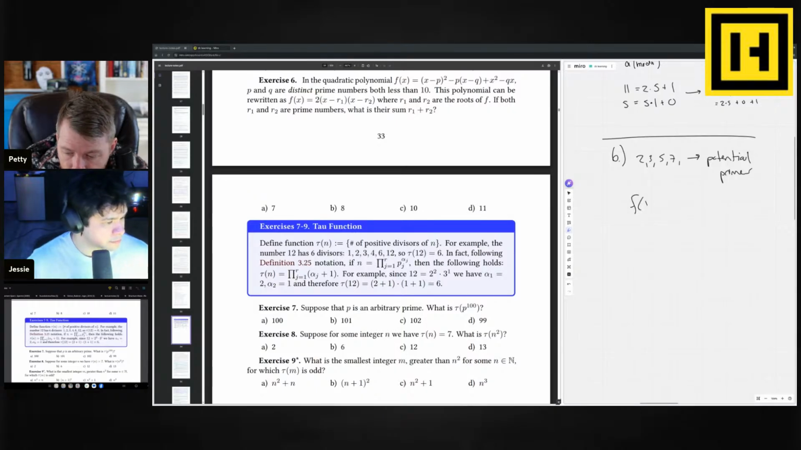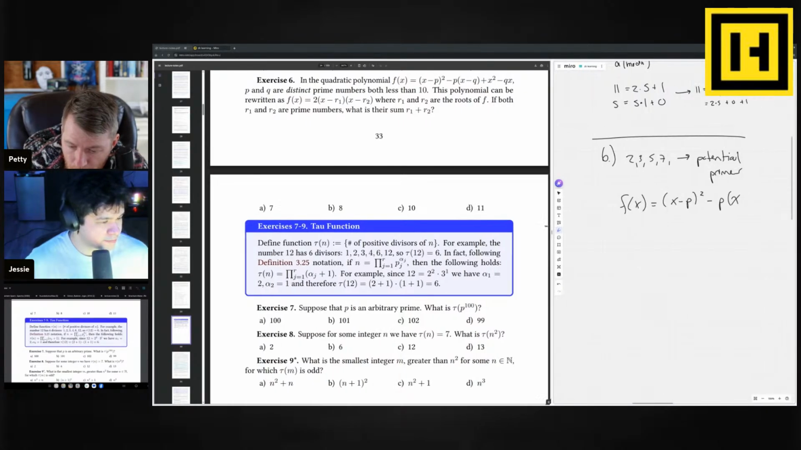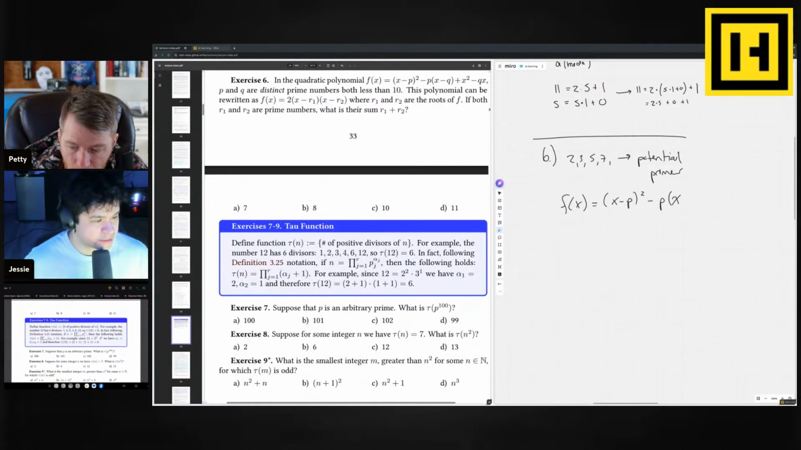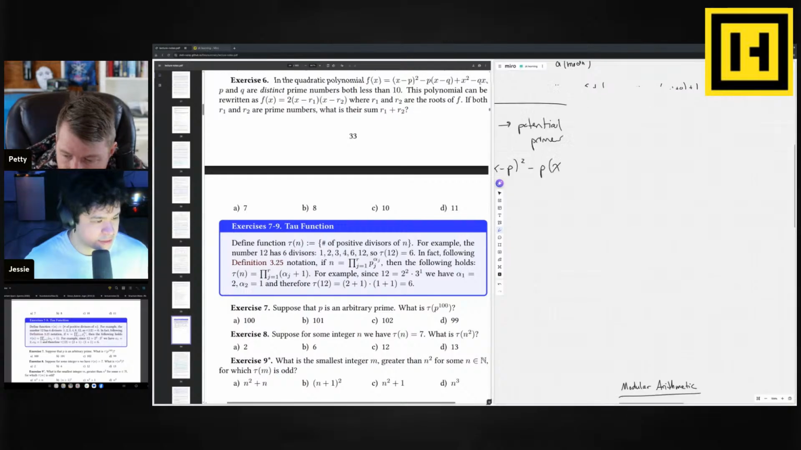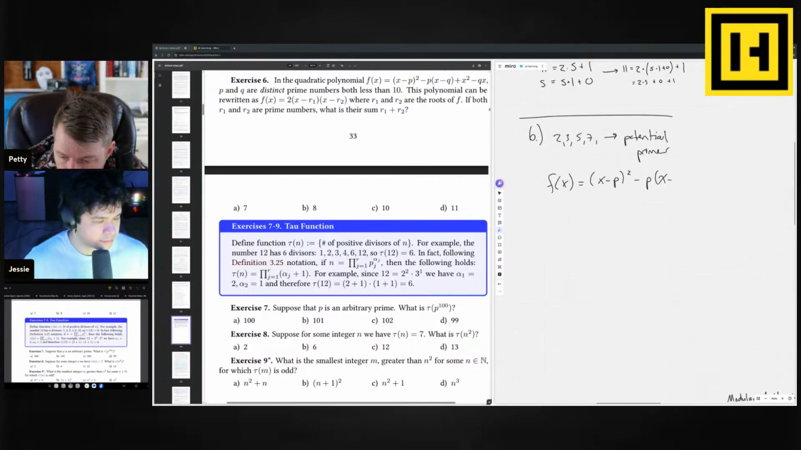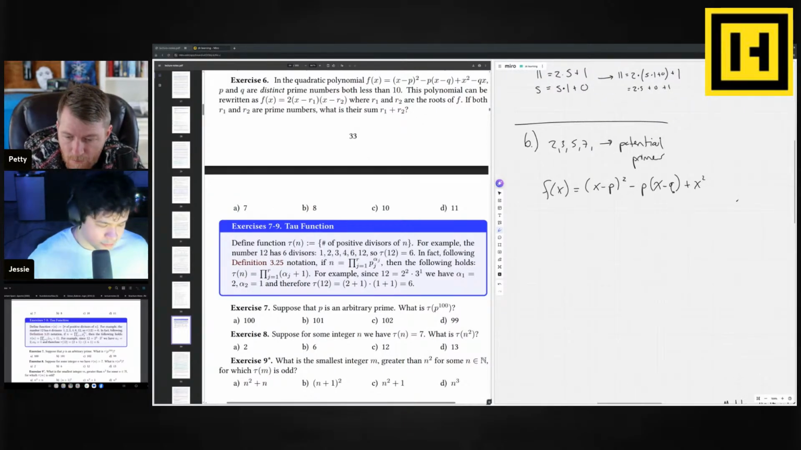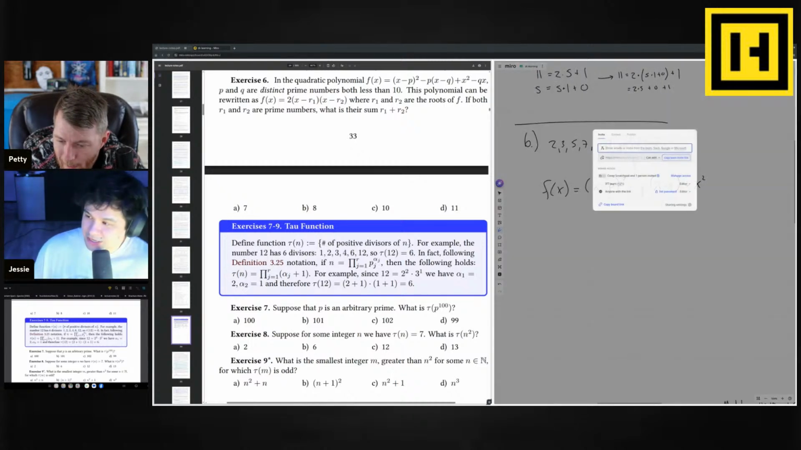So f of x equals (x minus p) squared minus p. Blow this over a little bit. Okay, I see. Can you just plug in p is 2 and q is 3? So it'd be (x minus 3) squared minus 3 times (x minus 3). Can you write that out on your... Well, can you also link me the Miro board so I can write it out too? Yeah, sure.